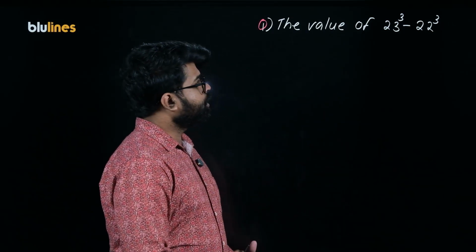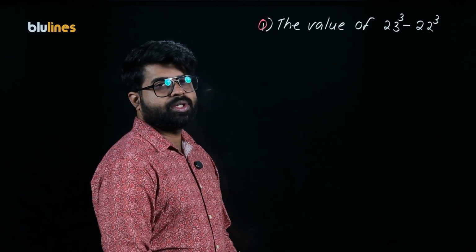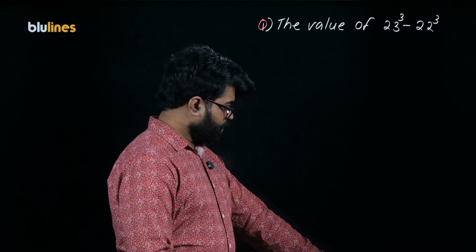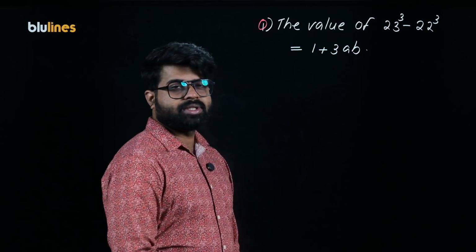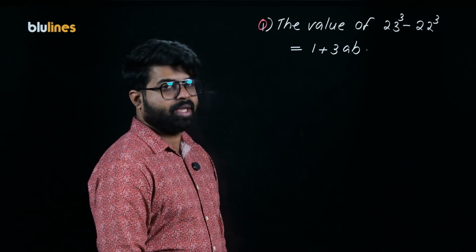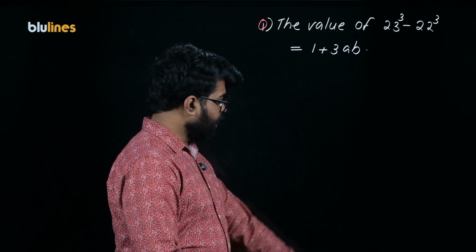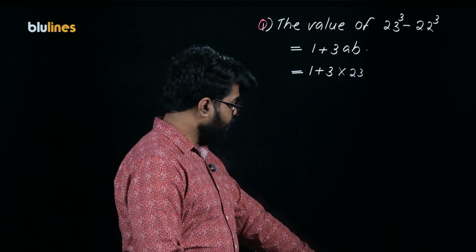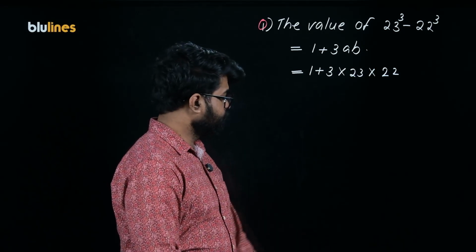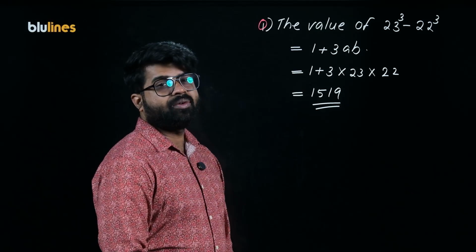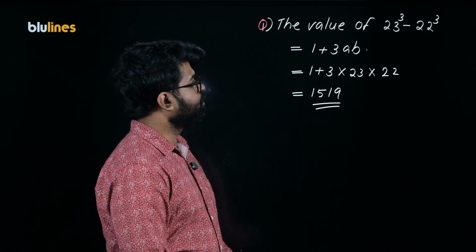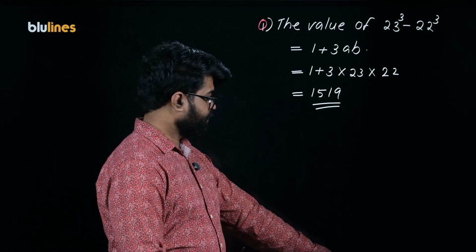Next one, the value of 23 cube minus 22 cube. We know that the difference of cubes of two consecutive numbers is of the form 1 plus 3ab. So here we have 1 plus 3 into 23 into 22, which is equal to 1519. So the answer must be equal to 1519.